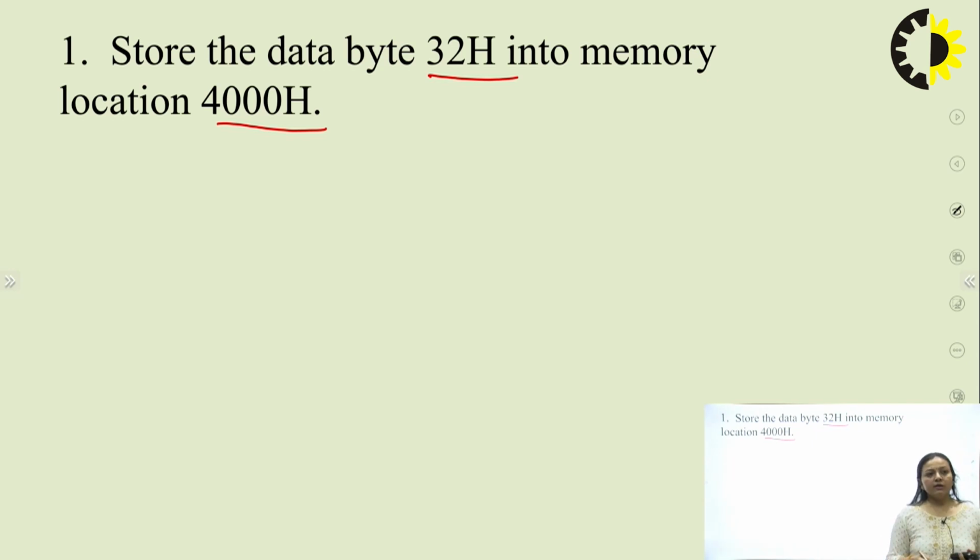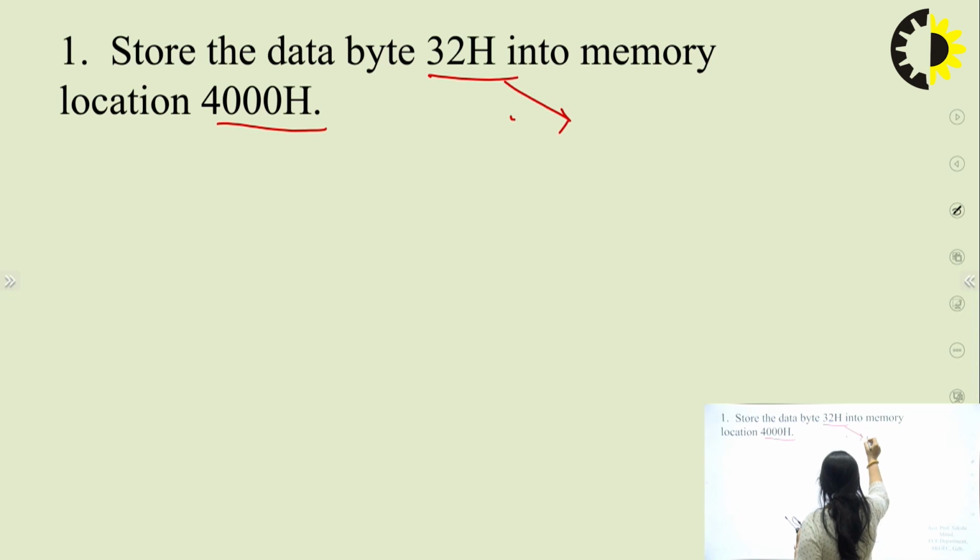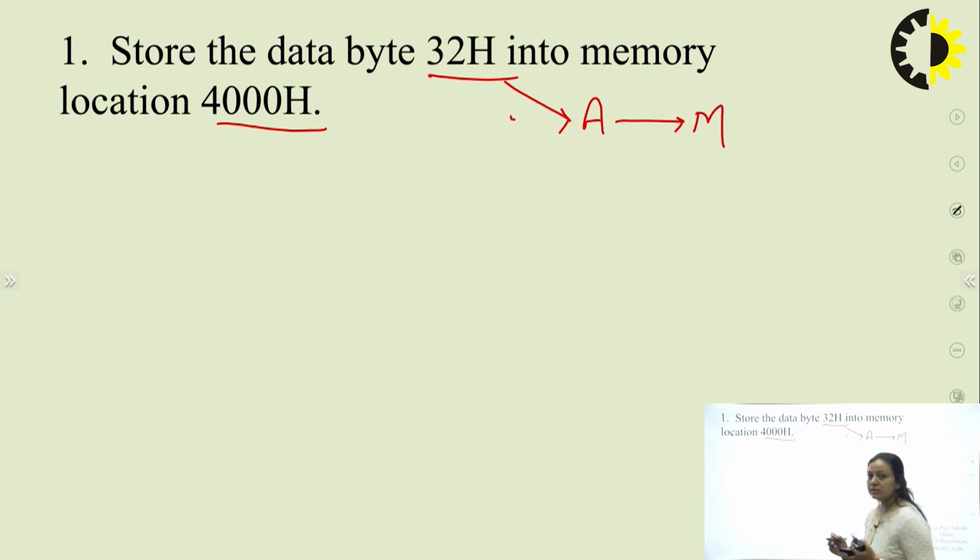8085 supports various instructions, but if I want to load this number 32 directly into location 4000, I cannot transfer immediate data to a memory address. That is not possible in 8085. So how can I do it? One thing I can do is first transfer it to a register, say the accumulator. After transferring it to the accumulator, I can transfer it to my memory. So the steps are: first load this number 32 into the accumulator, then transfer it to the memory location, which is 4000.